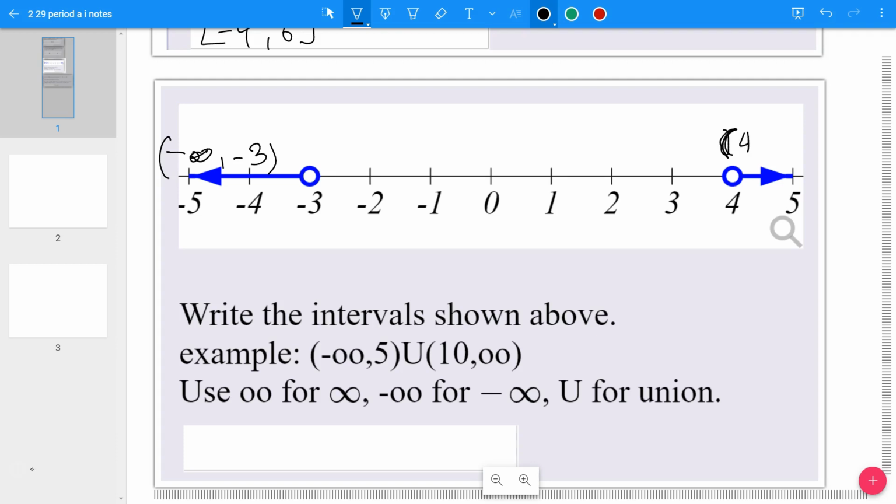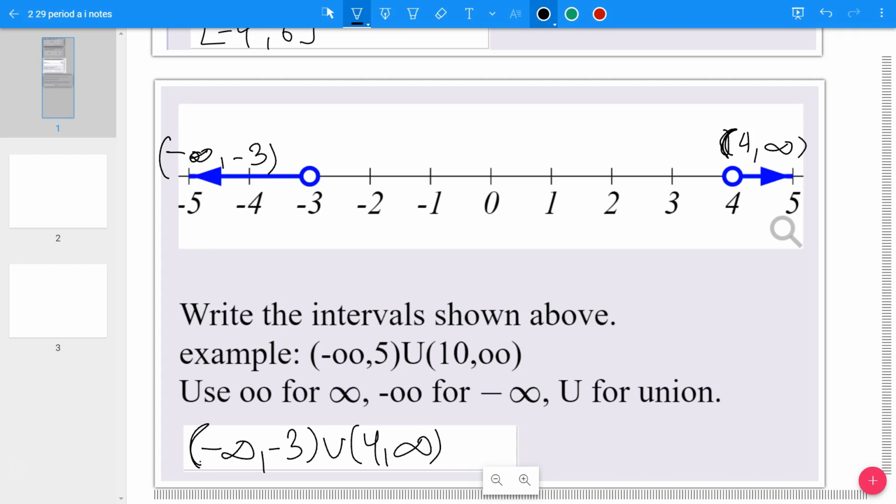You put the starting value of 4, you put a comma, and then notice the arrow points to the right, so it's going to be positive infinity. The fact that there's a gap between these indicates you have to use U for union. So when you write the answer in the box, it looks like this. Over here, -infinity, comma, -3, parentheses, union, and then 4, comma, positive infinity, that way. So the gap, jumping over the gap, you indicate with the union operation U.